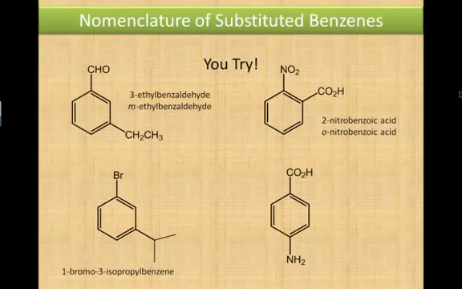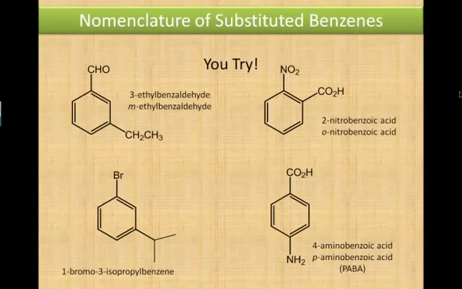This compound does not have a common name. So a benzene with a bromine on it, or a benzene with an isopropyl on it, does not have a common name. So you're going to name both substituents followed by the name benzene. And you're going to put those substituents in alphabetical order. So it's 1-bromo, 3-isopropyl benzene.